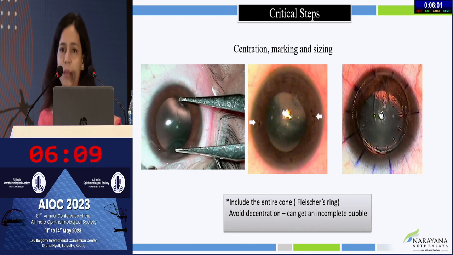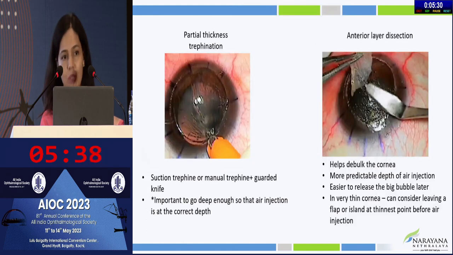So the critical steps when we start the surgery, it's very important to mark. You can mark the center of the cornea, the center of the cone, and also measure what size you want to have your trephination. It is advisable, if you can see the Fleischer's ring, to try and include the Fleischer's ring because it's at the base of the cone. So then you are sure that you have included the entire cone, and the risk of you leaving behind part of a weak area is reduced. And of course, if you have a decentered trephination, then you can have problems ahead when you form the bubble also. So that's very important.